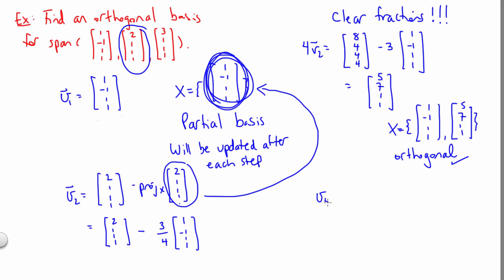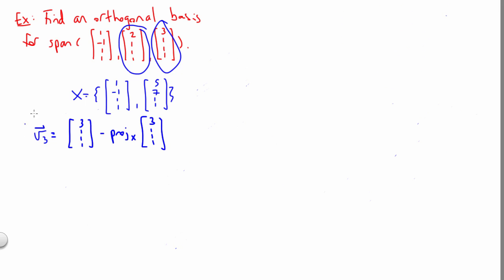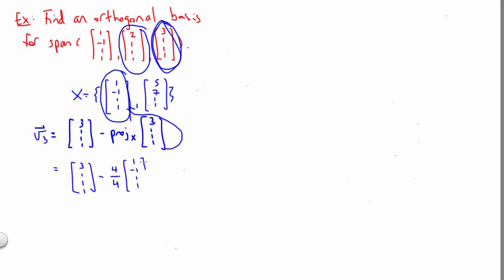Now on to the third step. v3 is going to be our third vector in the span. That's 3, 1, 1, 1, minus the projection onto x of that vector 3, 1, 1, 1. So at this point we're calculating v3, which is our third vector in the span, minus its projection onto x, and I've recopied the partial basis x from our previous step. So we're looking at 3, 1, 1, 1, minus, we're first going to project this guy onto our first basis vector. So taking the dot product of these two vectors here is going to give us 4. And everything else we're going to write down is going to be about this basis vector here. So dot product of this vector with itself is 4, and that's in the direction 1, minus 1, 1, 1.